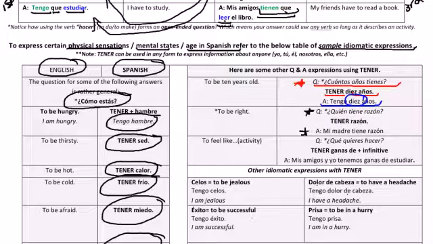And sometimes we just want to know what you're in the mood for. So I can say, ¿Qué quieres hacer? And you can say, Tengo ganas de estudiar. I feel like studying, which I know all of you feel like studying all the time.